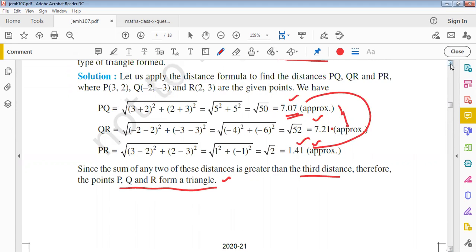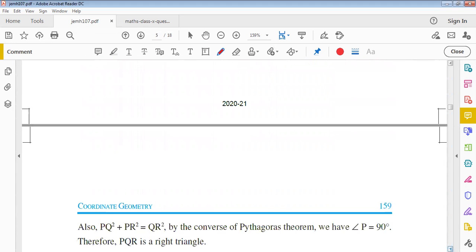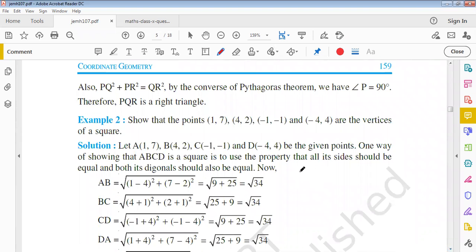Now the question is, what type of triangle is formed? The types of triangles based on the sides, we know, are equilateral, isosceles, scalene. Equilateral means all the sides of the triangle are equal. There are also right angle triangle and acute angle triangle. Now, what type of triangle? Here, if you see, they are satisfying PQ square plus PR square is equal to QR square. So by the converse of the Pythagoras theorem, the hypotenuse square is equal to the sum of the squares of the other two sides. Therefore, it forms a right angle triangle.